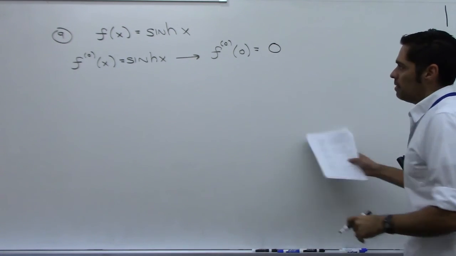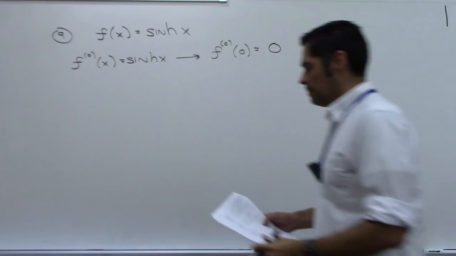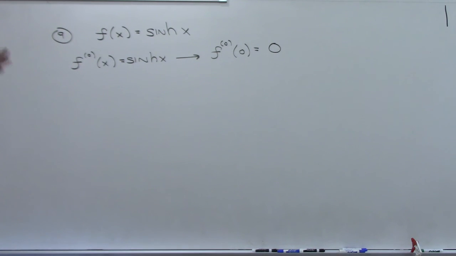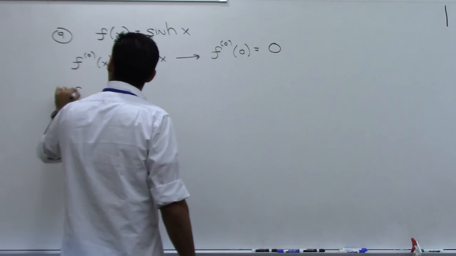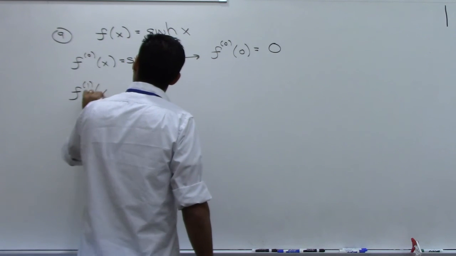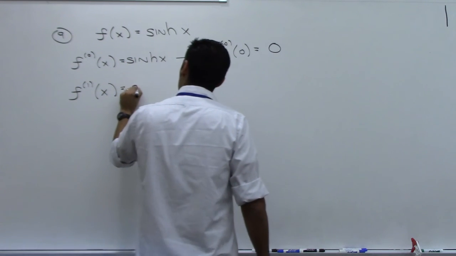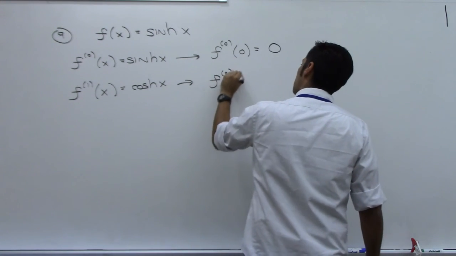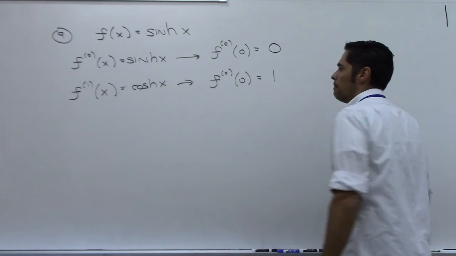So go back and look at the definition of sine hyperbolic. We did that earlier this semester. It involved powers of e. So if you plug that 0 into it, you'll get 0. And then when you take the first derivative, the derivative of that is just cosine hyperbolic x. And if you plug 0 into that, you get 1.